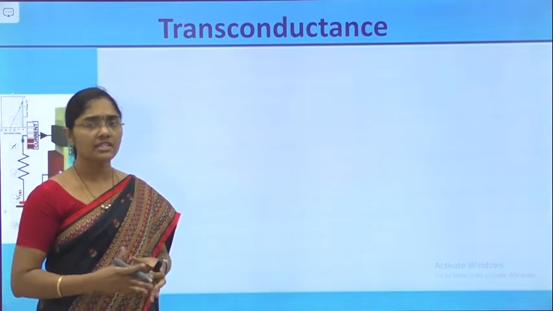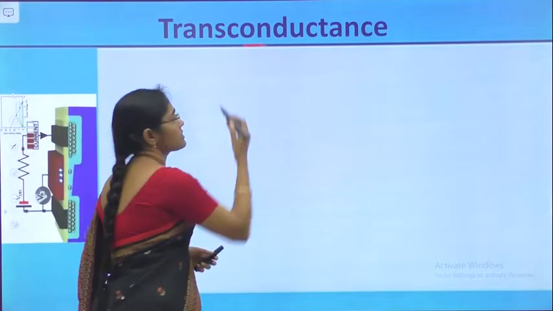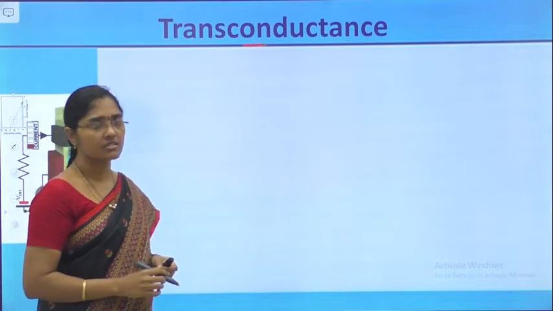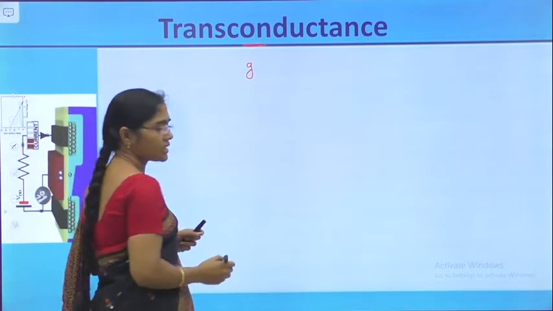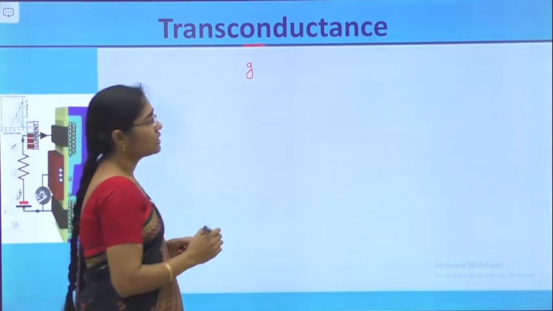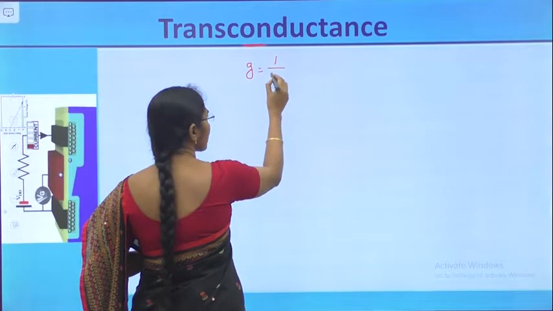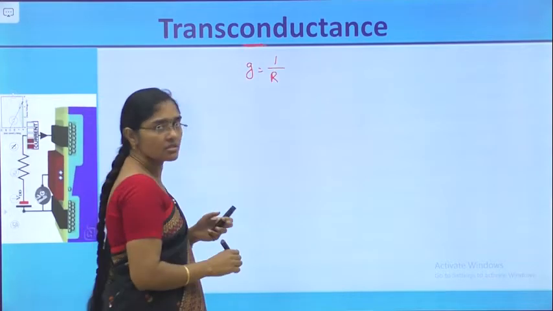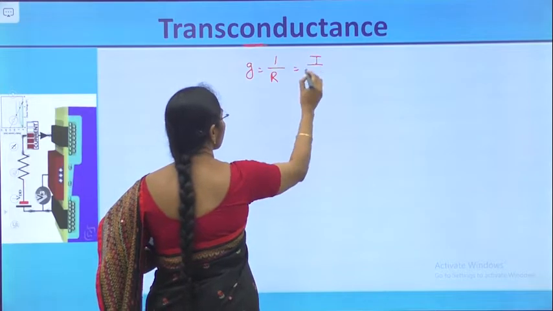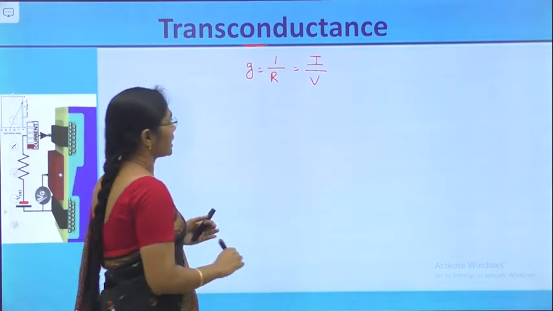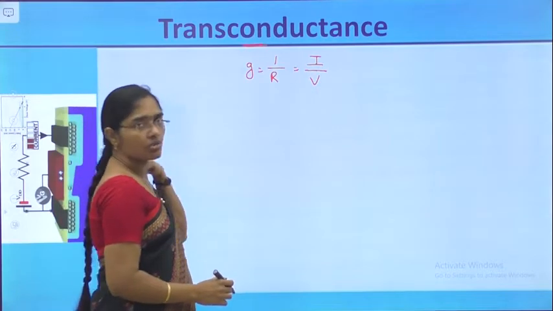Let's see the next parameter, that is transconductance. First, what is the formula of the conductance? Generally, conductance is represented with G. Conductance is the inverse of resistance. Resistance is V by I, therefore we can write conductance as I by V, where I is current and V is voltage.